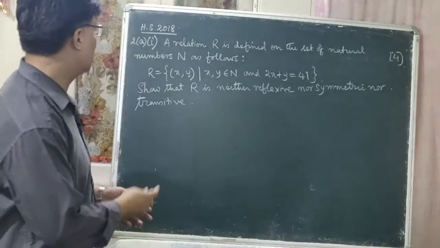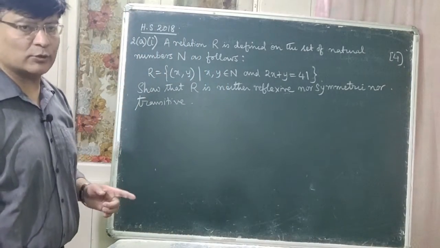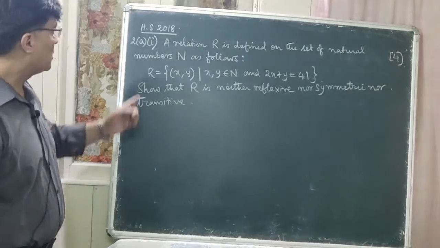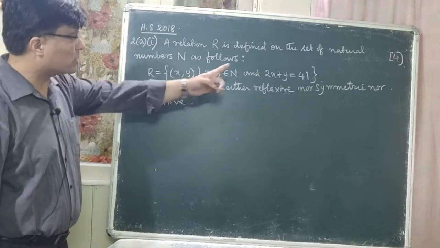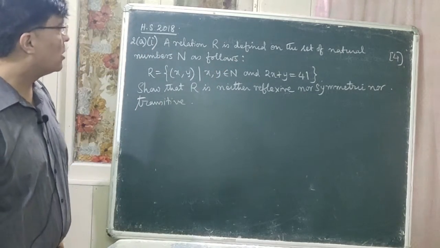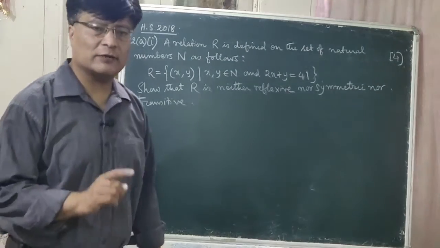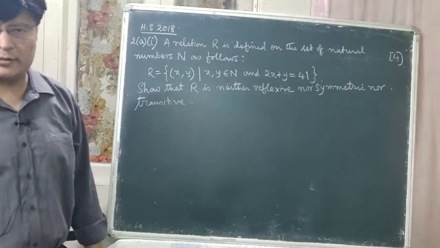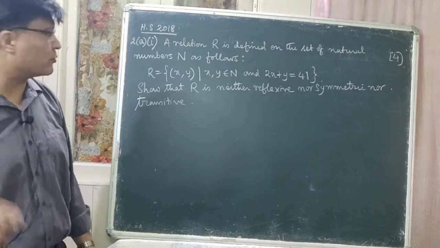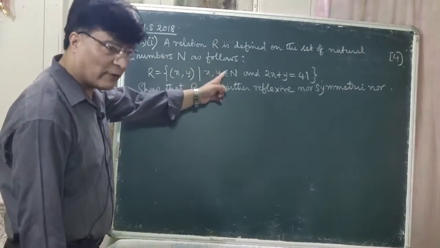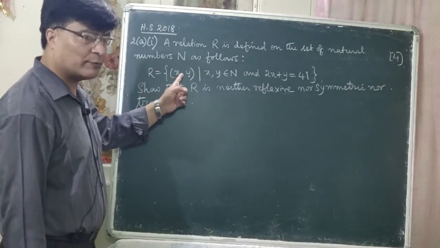So now this question is from higher secondary question paper 2018, 2a number 1. This question carries 4 marks. The question is: a relation R is defined on the set of natural numbers. You know natural numbers, 1, 2, 3, 4, etc. R is equal to the ordered pair x comma y.